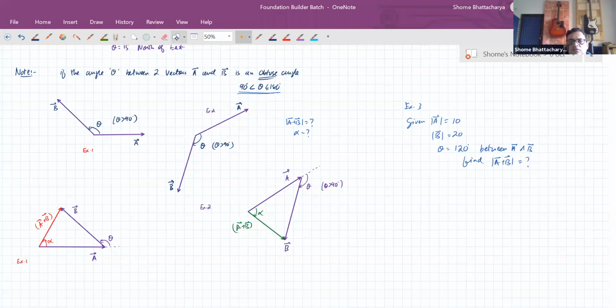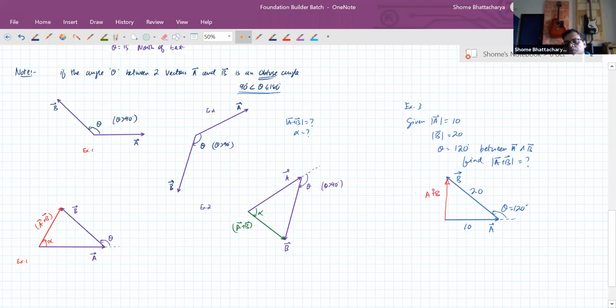In this case we can visualize that if we were constructing that vector triangle, suppose vector A is like this, vector B will have to be somewhere like this, because the angle between them is 120 degrees, the magnitude of vector A is 10, and the magnitude of vector B is 20. So when I draw the vector triangle, by drawing A and B consecutively, it will be like this, and this vector will become the resultant. So this is what we now have to find out.